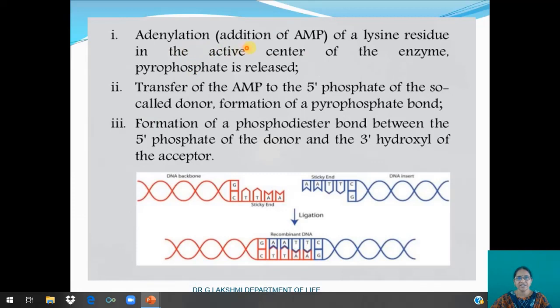One is adenylation, that is the addition of AMP to a lysine residue in the active center of the enzyme. The first one is adenylation of the enzyme, where a pyrophosphate is released in this reaction. Next is the transfer of this AMP to the 5' phosphate of the so-called donor, that is the incoming donor, with formation of a pyrophosphate bond. Now the phosphodiester bond forms between the 5' phosphate of the donor and the 3' hydroxyl of the acceptor. In such a way, the sealing occurs. Ligase is the enzyme that seals the nicks formed during repair and during the removal of the primers.